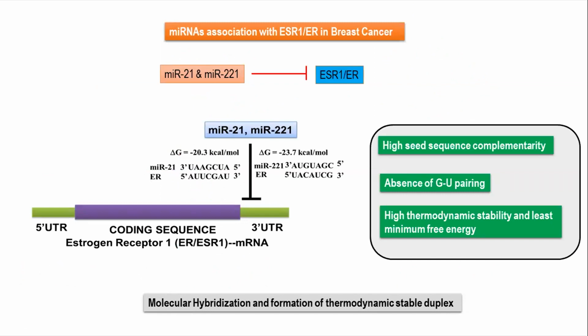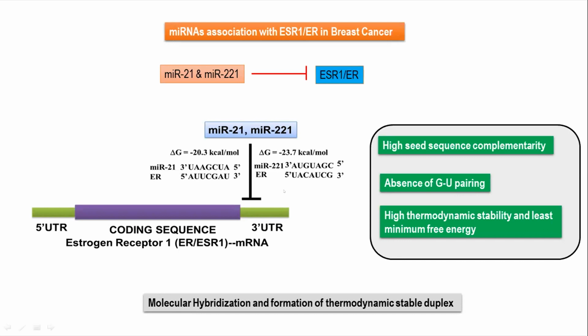Then, as I mentioned, we have screened a lot of microRNAs, and we know that microRNAs play a key role in modulating different aspects of highly expressed receptors and their mutated ones. We screened more than 150 microRNAs, and we came to the conclusion that microRNA 21 as well as 221 are very specific to binding and regulating the ER receptors in breast cancers.